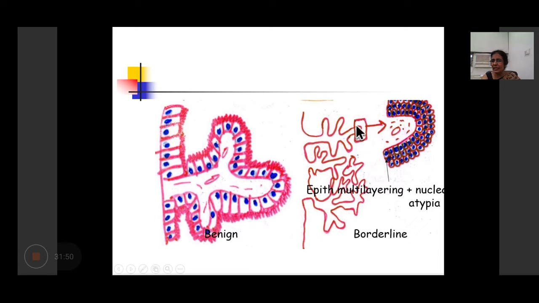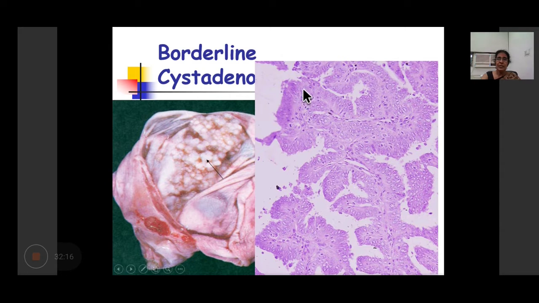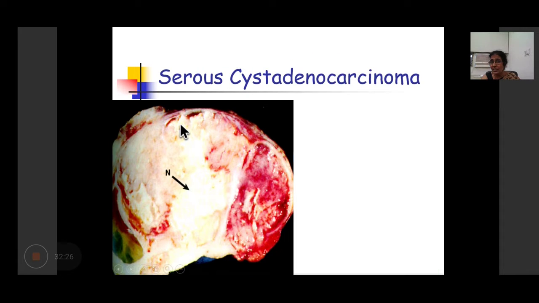When there is epithelial multilayering, hyperchromasia, high nucleocytoplasmic ratio and nuclear atypia, we call it a cyst adenocarcinoma, right? Because they are projecting inside the cystic cavity. If it is invading, it is malignant. If it is not showing invasion of the underlying stroma, it is borderline, right? So here we are seeing only the surface papillae. You can see the surface papillae projecting inside the cyst, but the wall is not showing any invasion. It is still a thin-walled fibrous stroma.